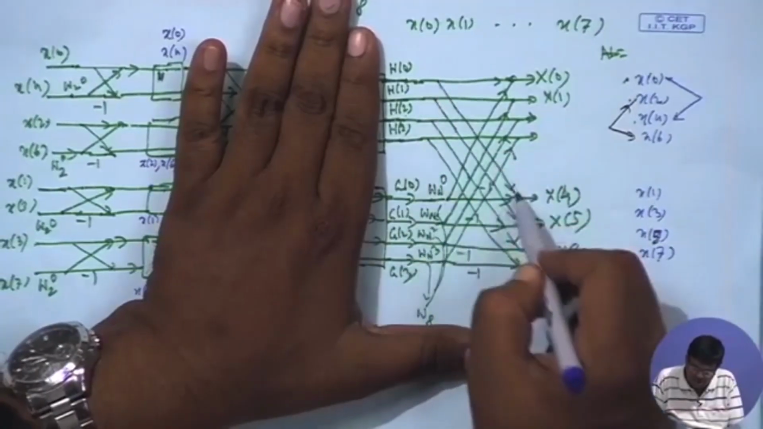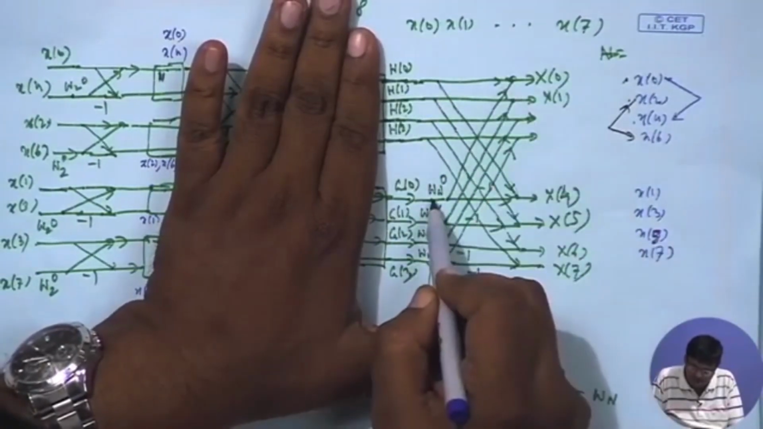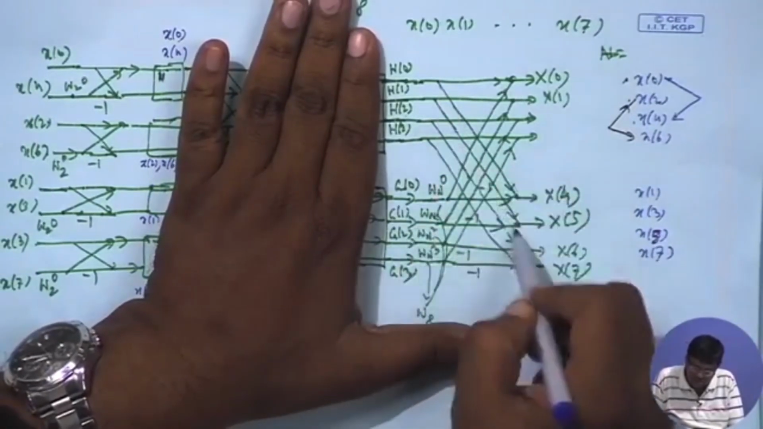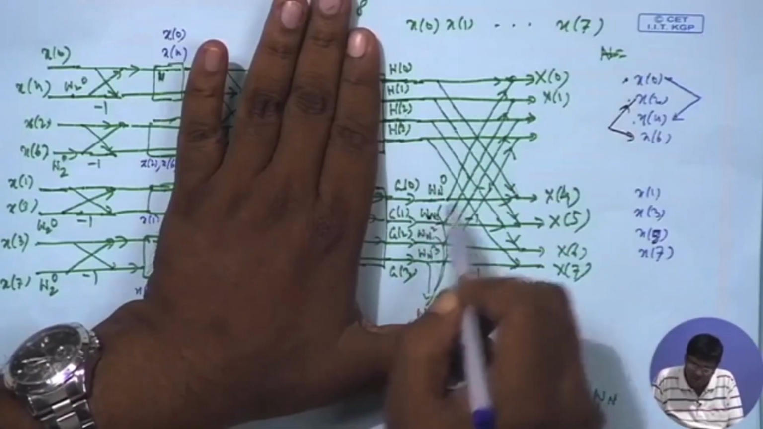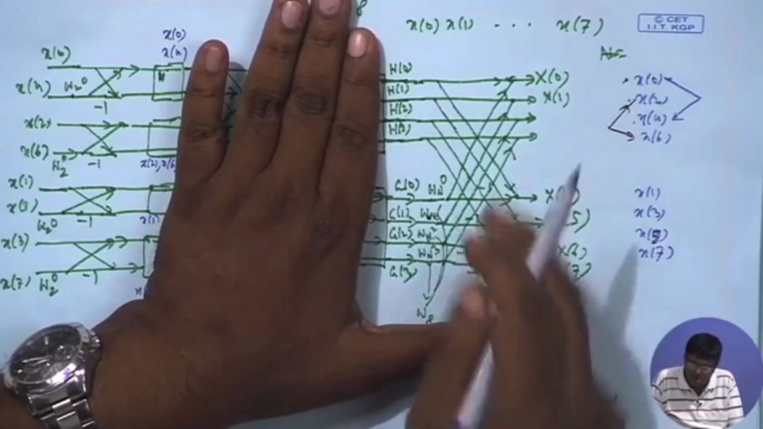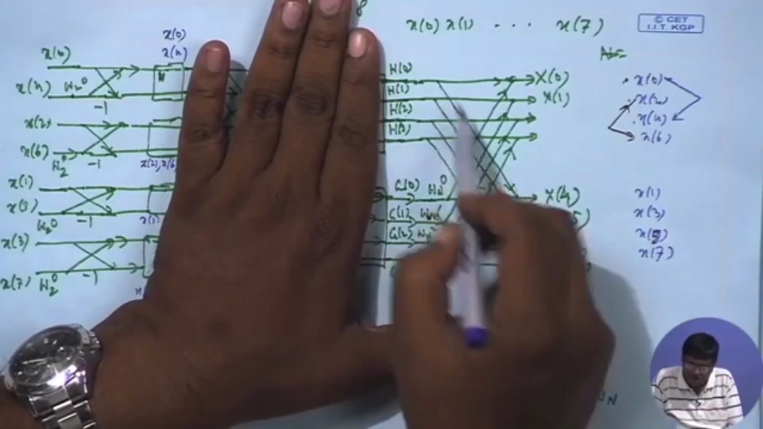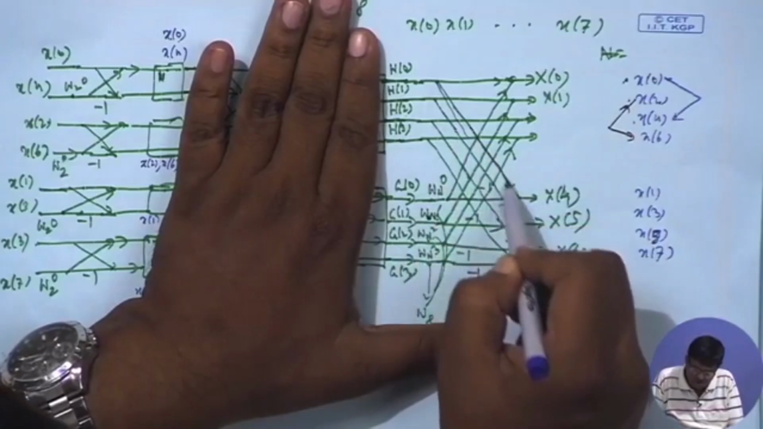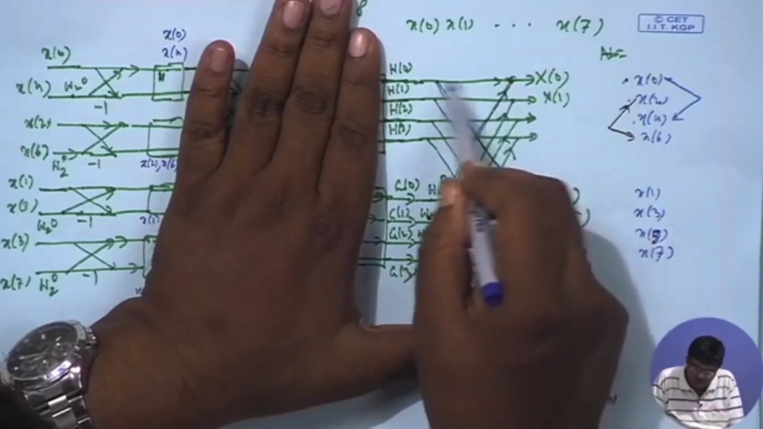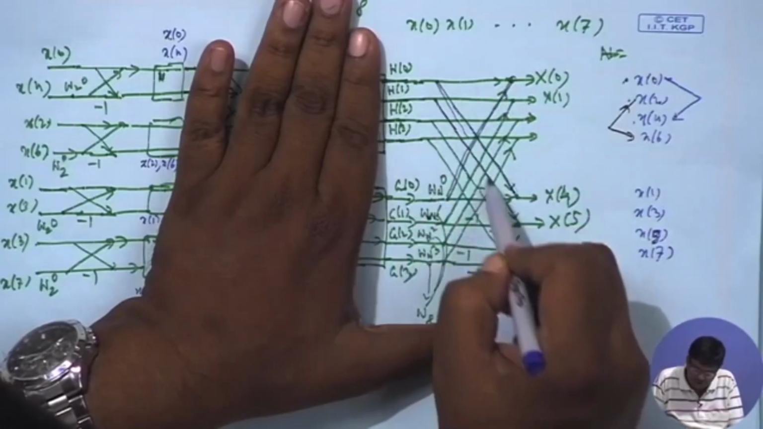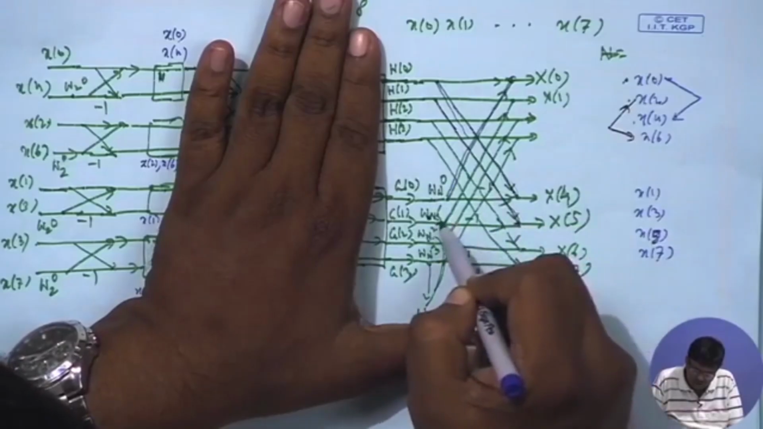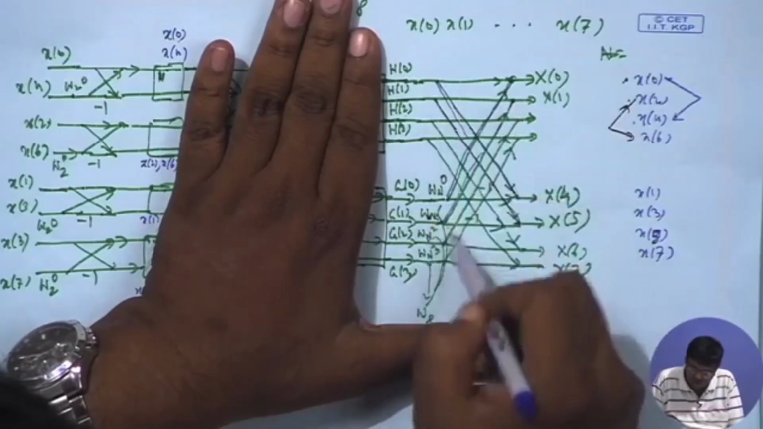For this structure, this multiplication is common. For the next butterfly also this multiplication is common. Next butterfly, this is common, this is common. How many butterflies? N by 2 butterflies. Okay. Like this one and this one, they together form 1. Then this one and this one, they form 1.